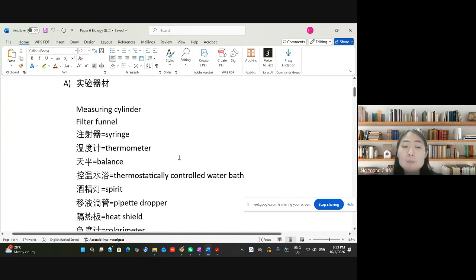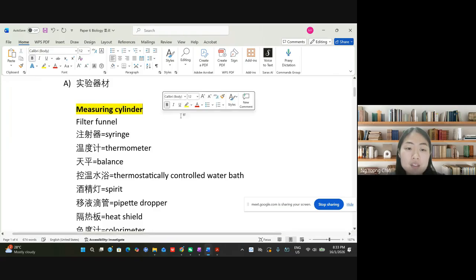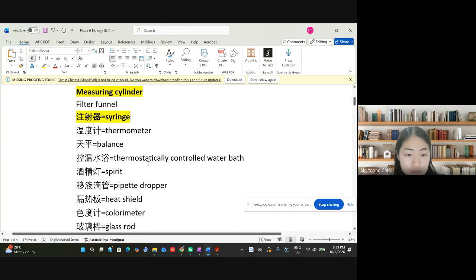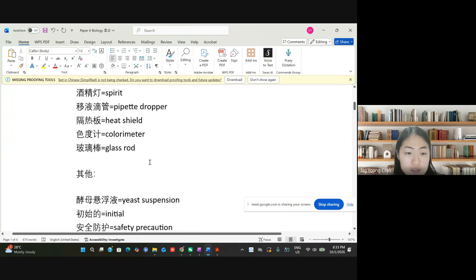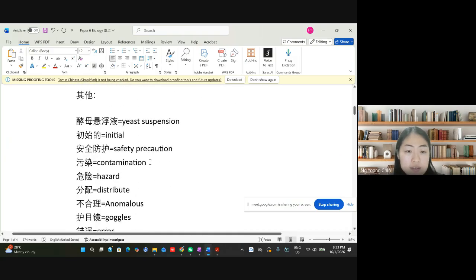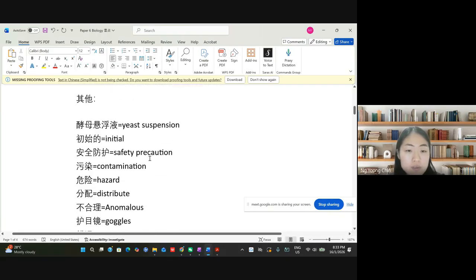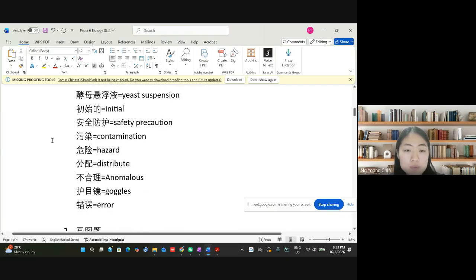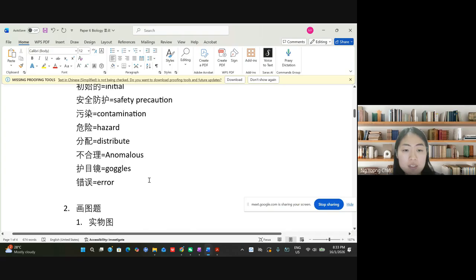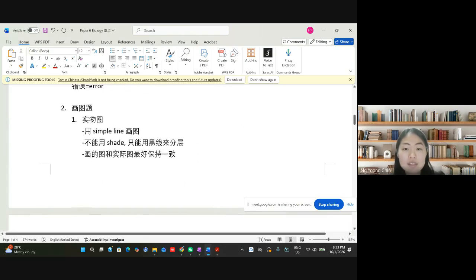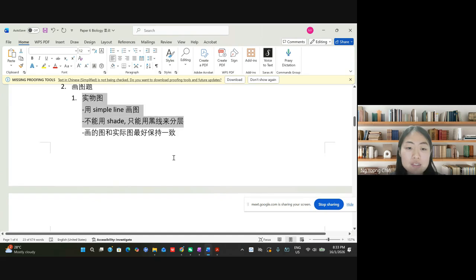Usually, the most common apparatus to be used is the measuring cylinder, string, and so on. So this is just for you to have a look at, and later you have to read this one.